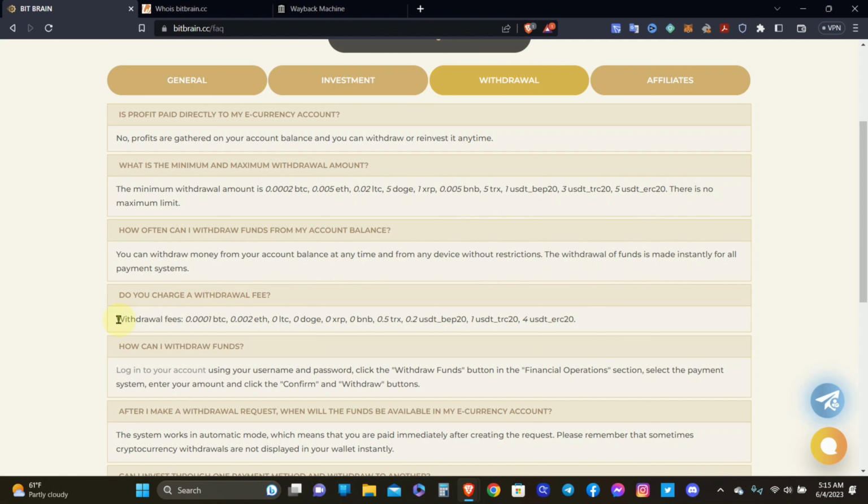And it says, do you charge a withdrawal fee? So the withdrawal fees are 0.0001 Bitcoin, 0.002 Ethereum, 0 Litecoin, 0 Doge, 0 XRP, 0 BNB, 0.5 TRX, 0.2 USDT BEP20, 1 USDT TRC20, and 4 USDT ERC20. So for some of these, they don't even charge a withdrawal fee at all. And it makes you wonder, if people just come in and make deposits on these cryptos, how is this company or project making money in the end? I understand that people will still end up coming with Bitcoin because they see that low withdrawal fee, but that's still nothing at all.